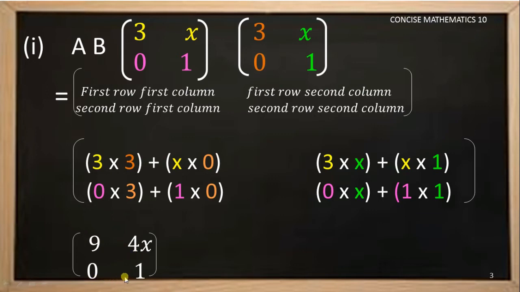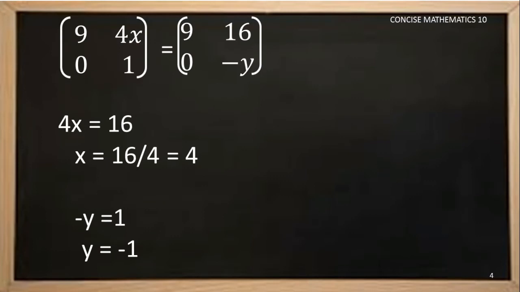Let us move on to the equality. It is said that A square is equal to, what's the value given over there? It is equal to B. What are the elements of B? 9, 16, 0, minus Y. You can observe children, the first element 9 is equal to 9 and the second element 4x is equal to 16, hence the value of x will be equal to 4. And the third element 0 is equal to 0 and the fourth element 1 is equal to minus y, hence the value of y is minus 1.